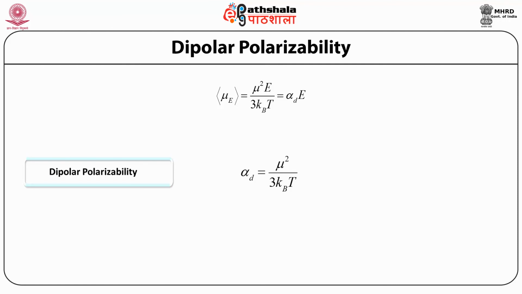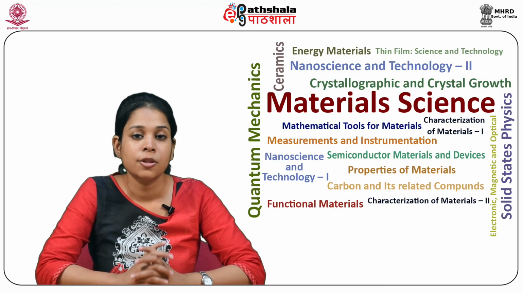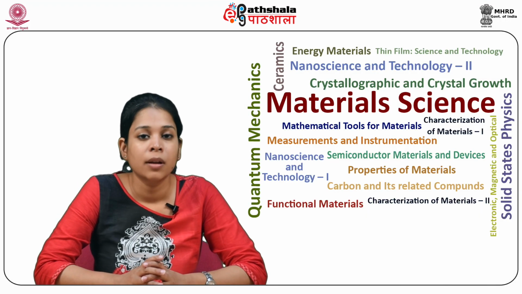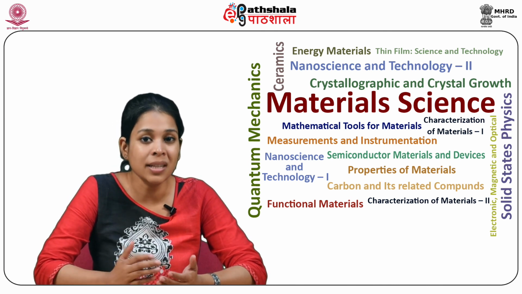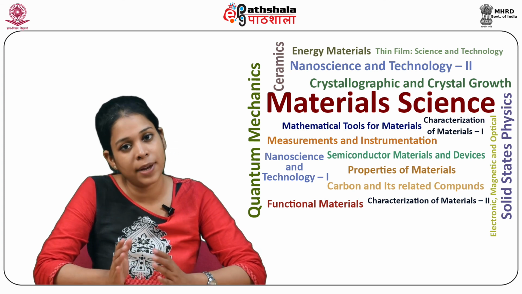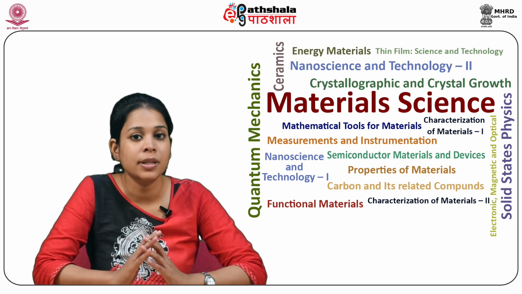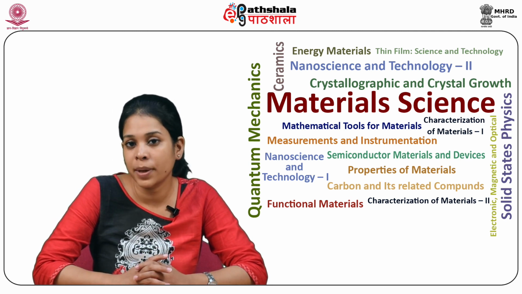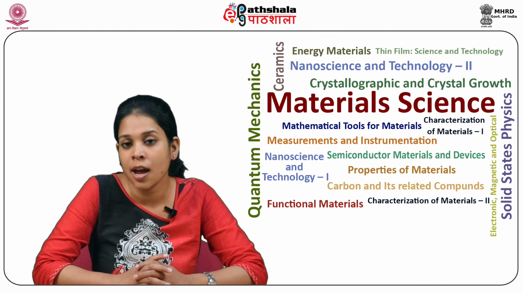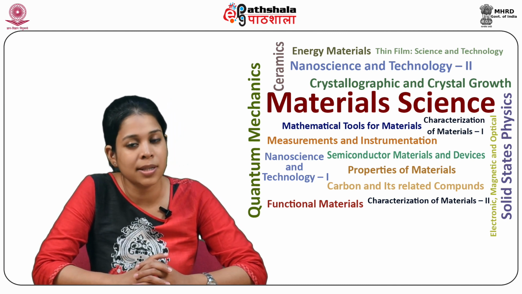Now on substituting the value of dipolar polarizability, the value of polarization is P is equal to n mu, which is equal to n mu squared E by 3 kBT. So the consequence will be, while electronic and ionic polarizabilities are temperature independent, the dipole polarizability is temperature dependent. So this is manifested by the macroscopic dependence of polarization and dielectric constant on temperature.